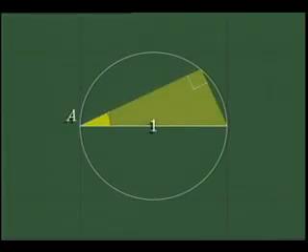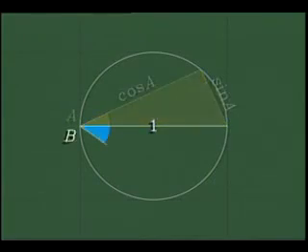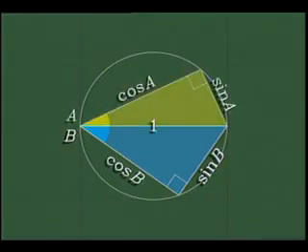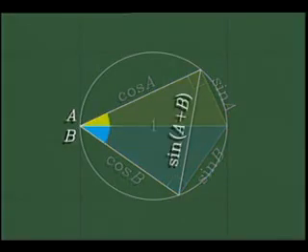Now we'll use Ptolemy's theorem to derive addition formulas for both the sine and cosine. Start with the circle of diameter 1, take angle A, and form a right triangle. The lengths of its legs are sine A and cosine A. Use angle B to form another right triangle. The lengths of its legs are sine B and cosine B. The two triangles together form a quadrilateral inscribed in a circle, with one diagonal being a diameter of length 1. The length of the other diagonal is the sine of A plus B.